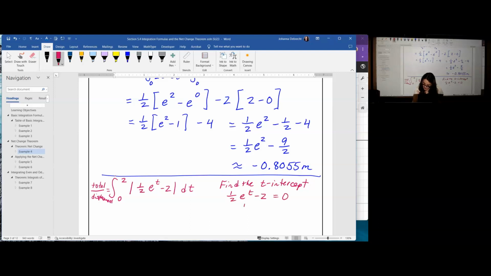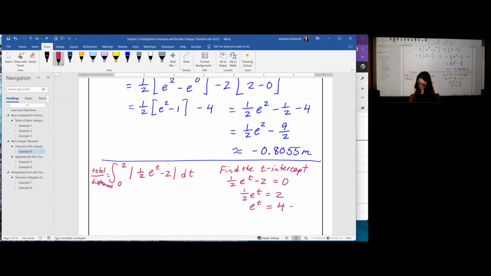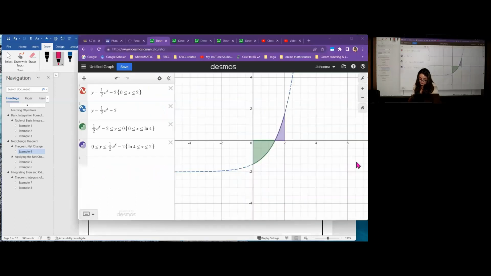By isolating the exponential term, I can finally rewrite it as e to the t equal to 4. I need to know what the t value is when that happens, so I switch to logarithmic form. This tells me that the natural log of 4 is equal to t. The natural log of 4 must be on the graph, this location that you see right here, where it crosses the t-axis.